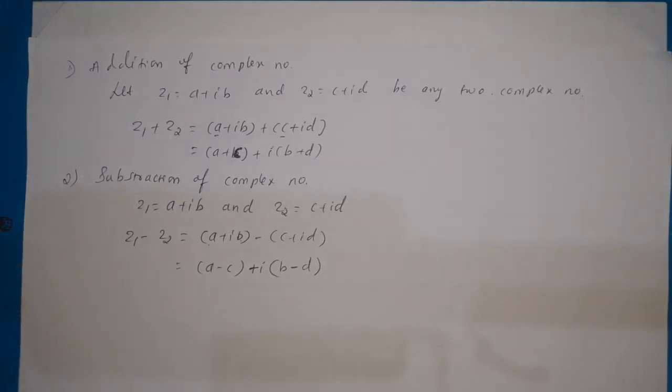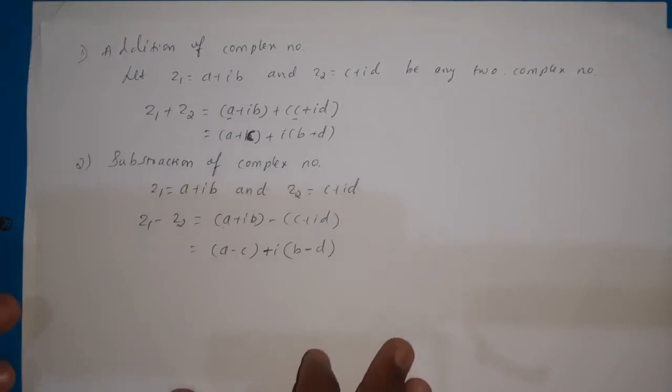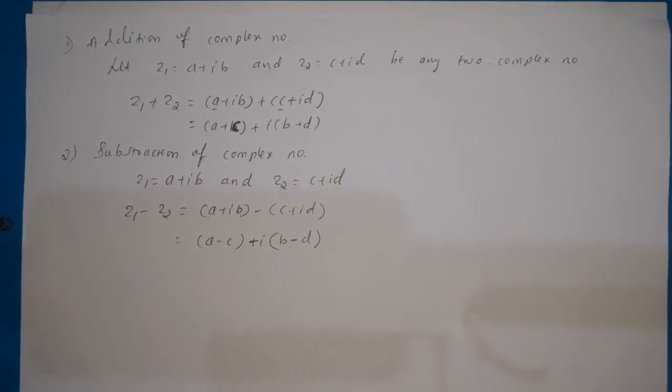So that is the subtraction of two complex numbers. Addition and subtraction are similar, because in addition we add the real parts and imaginary parts separately, and in subtraction we subtract real and imaginary parts separately.